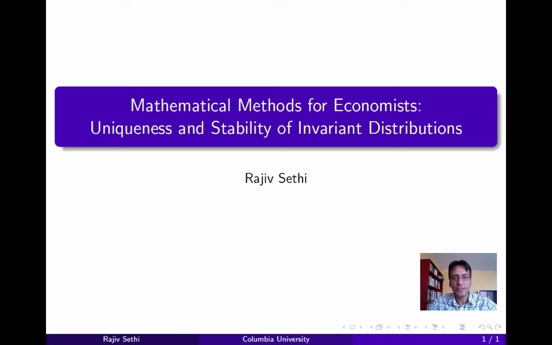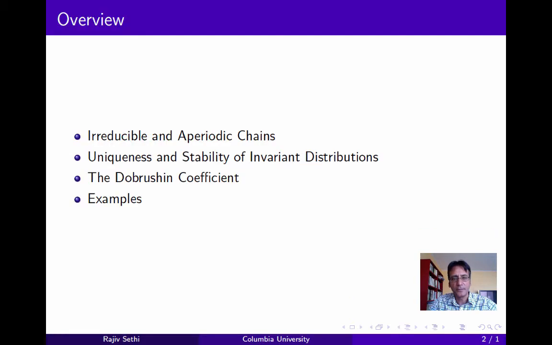In this segment, we'll finish up our discussion of Markov chains by looking at the uniqueness and stability of invariant distributions. We'll start by recalling the definitions of irreducibility and aperiodicity, and we'll see how these are linked to the uniqueness and stability of invariant distributions. Then we'll look at an alternative approach to uniqueness and stability based on something called the Dobrushin coefficient, and along the way we'll look at a bunch of examples.